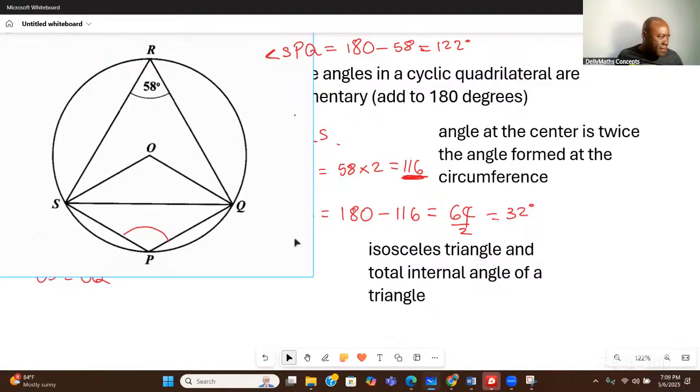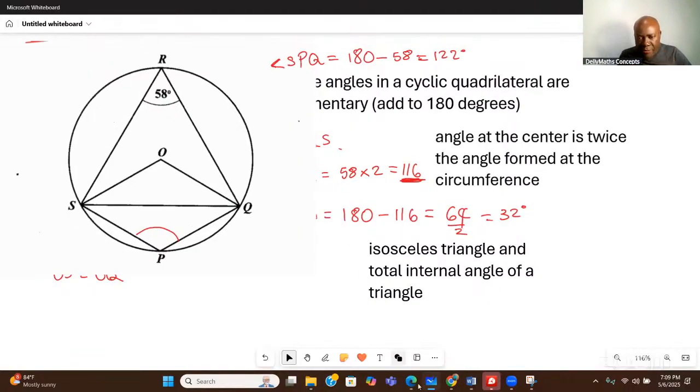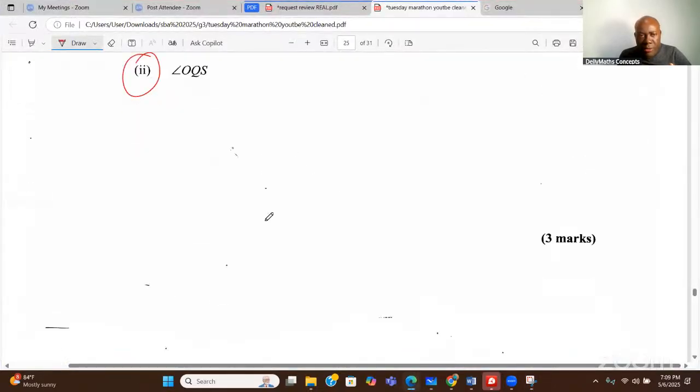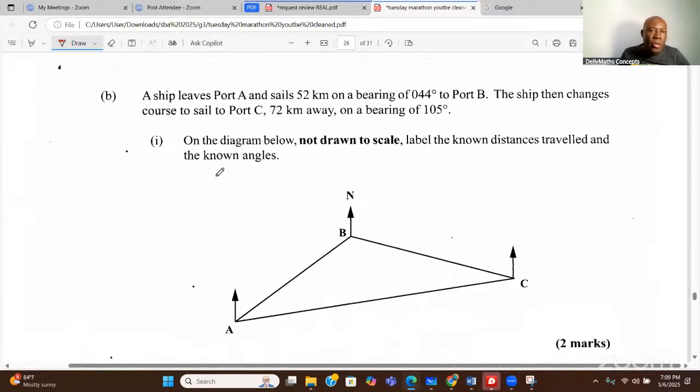So now let's look at the other question, if there's another question. All right, so let's go to this. Oh, it's done. So that's it for the circle theorem. We're going on to a trigonometry question right about now. So we're going on to trigs.